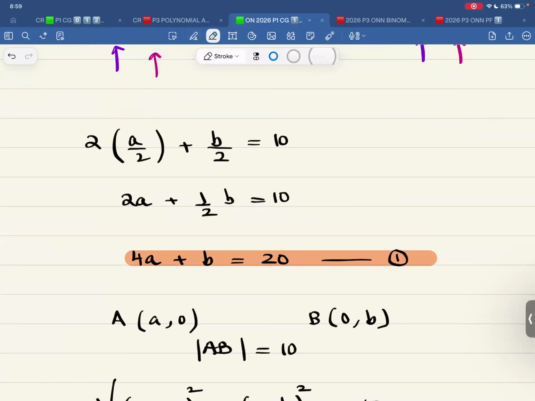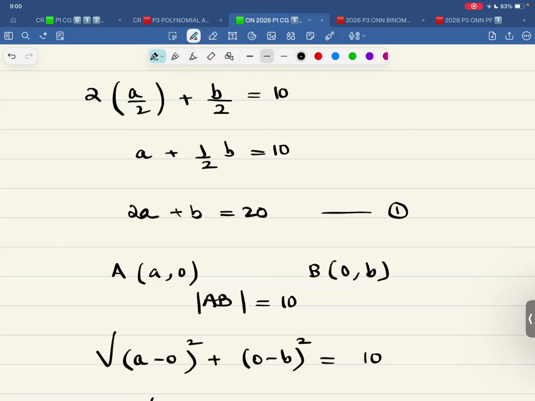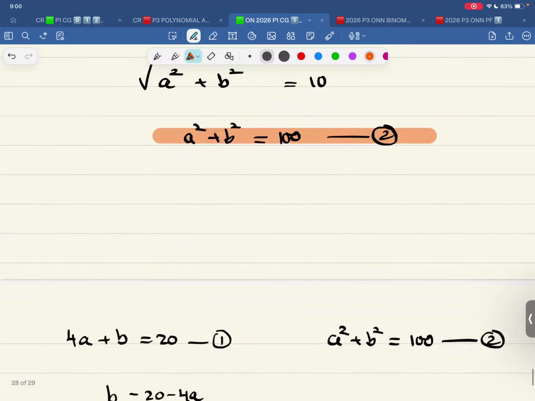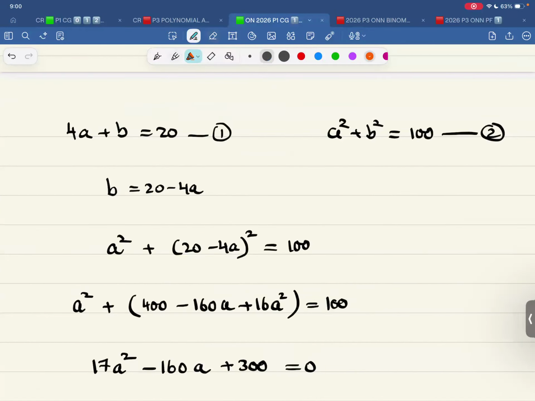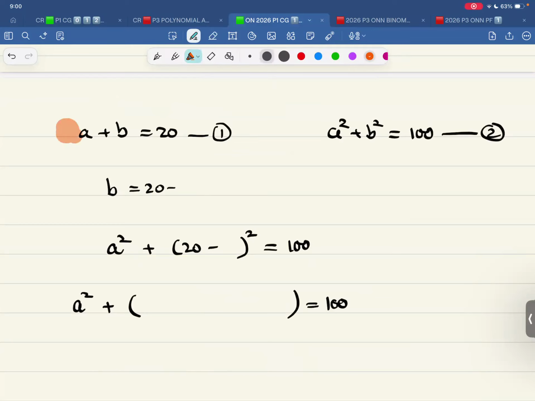Let me correct myself. I had a feeling I made some mistake, and this equation needs correction. Multiply by 2. So therefore 2a plus b is equal to 20. Let me make this clear: 2a plus b is 20. So now I need to erase it. This is 2, this is 2, this is 2. This thing will change and so on. So now 2a plus b is equal to 20. Therefore, b is 20 minus 2a.